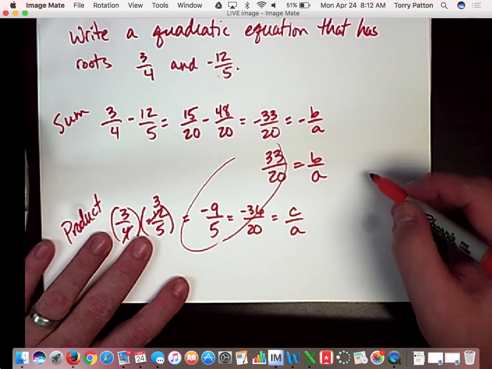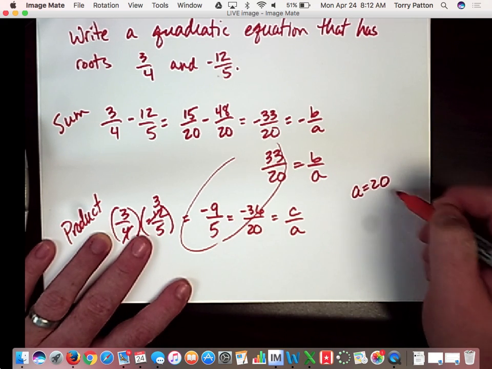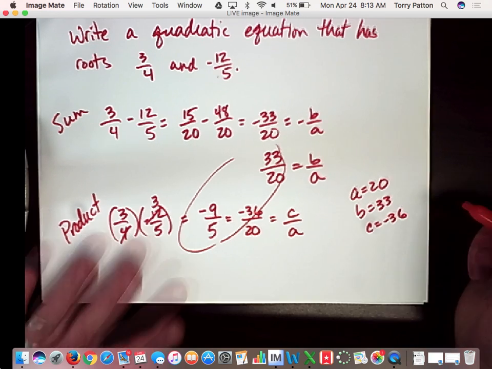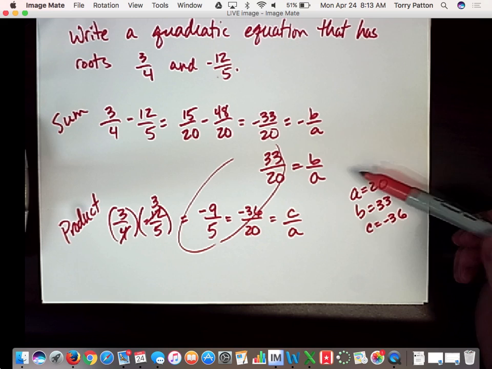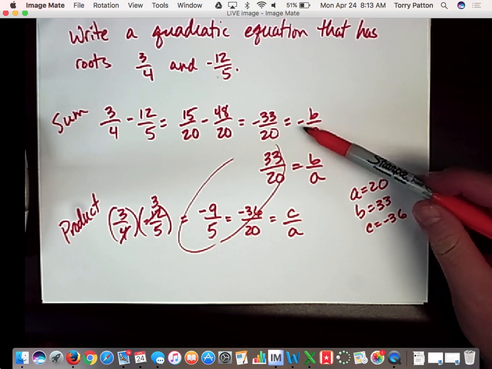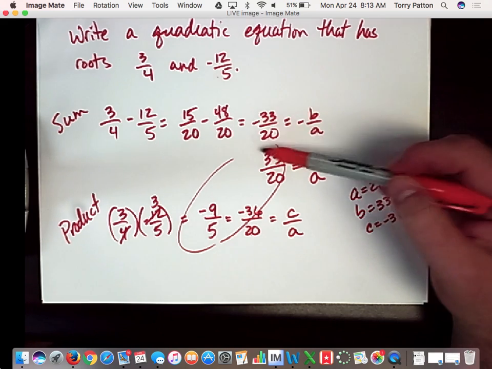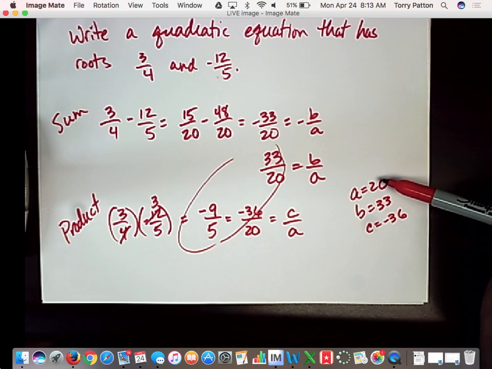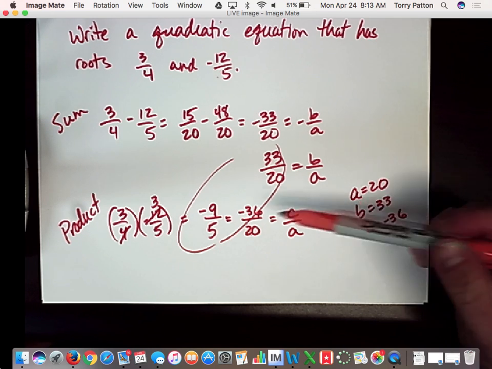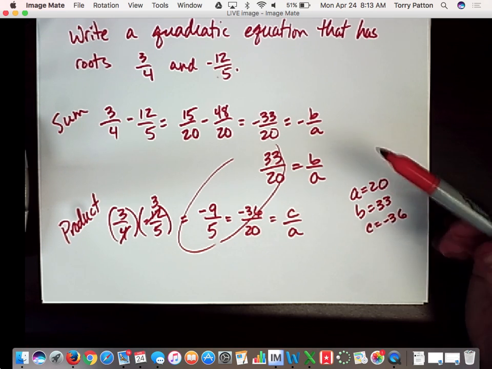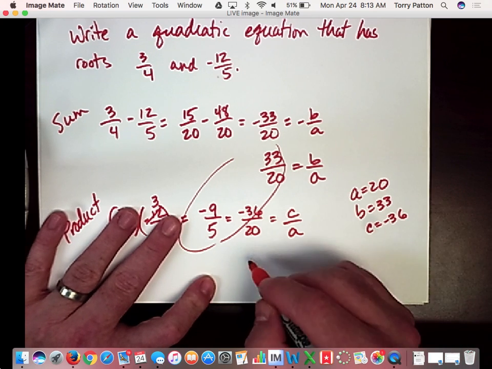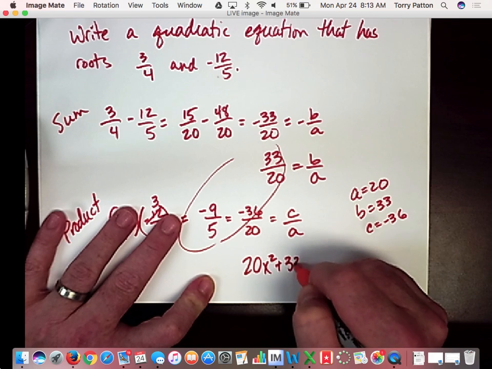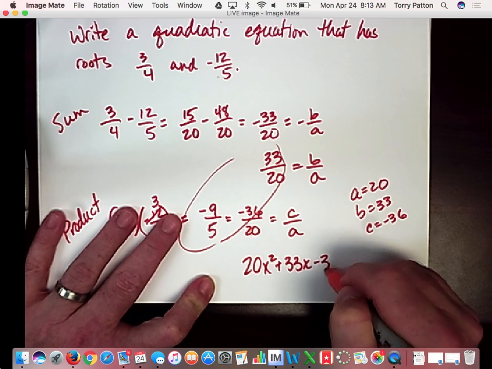Let's see if this works. Would that work if a is 20, b is 33, and c is negative 36? Negative b over a would be negative 33 over 20, right? c over a, 4 goes into both of those, it'd be negative 9 over 5. So that works. So your equation is 20x squared plus 33x minus 36 equals 0.